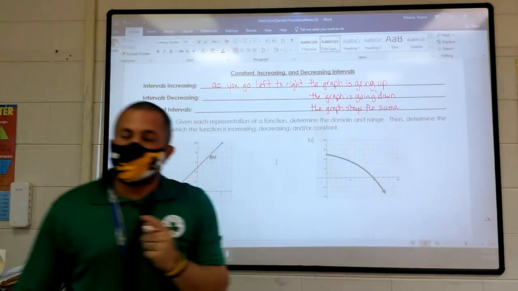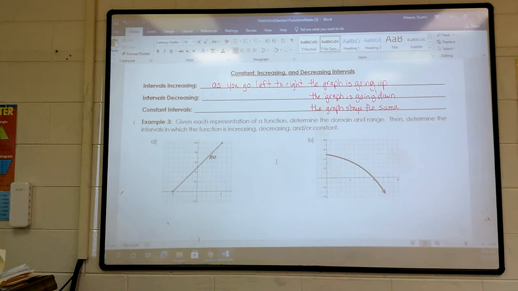Okay, so as we look at the graph, we're going to look at, as we go left to right, is it going up, is it going down, or is it staying the same? And we're also going to know from what intervals. Intervals means from this number to this number, what is it doing? So from like -5 to 2, is it increasing? And then from 2 to 10, maybe it's decreasing. And then from 10 to 20, maybe it's increasing again. It could be going up, down, up, down, up, down. Could be doing all kinds of different stuff.